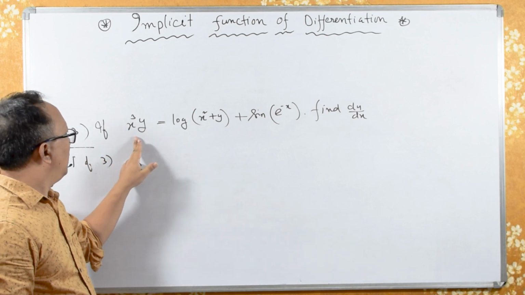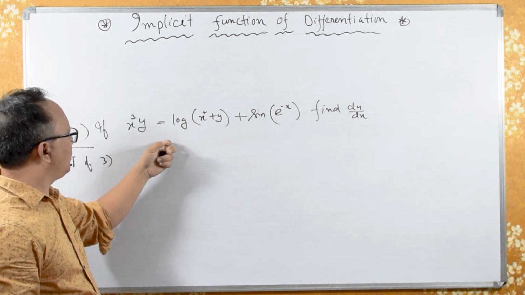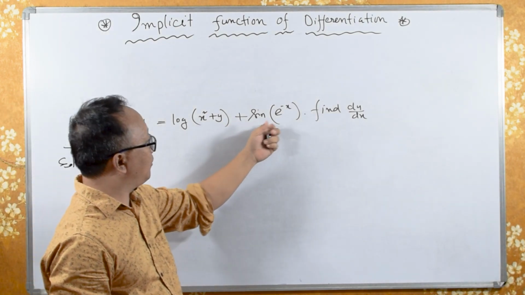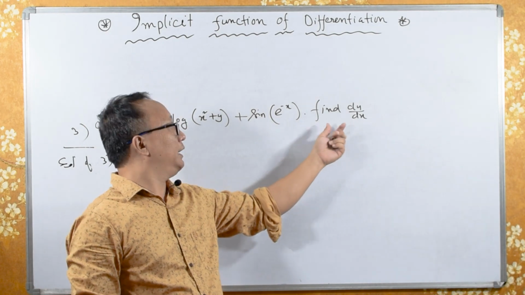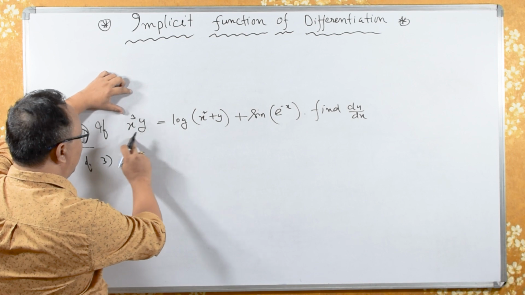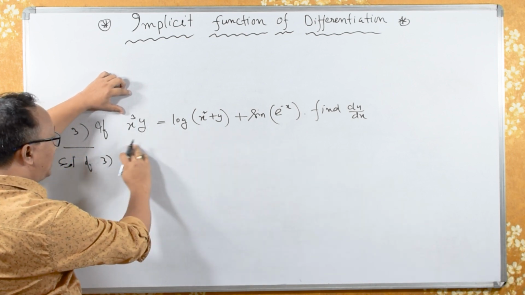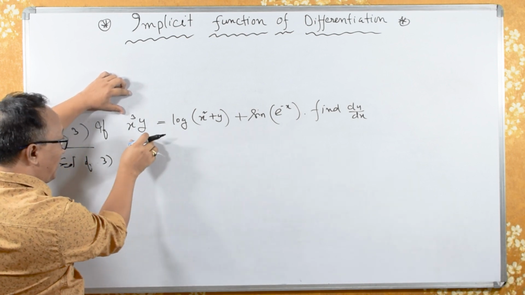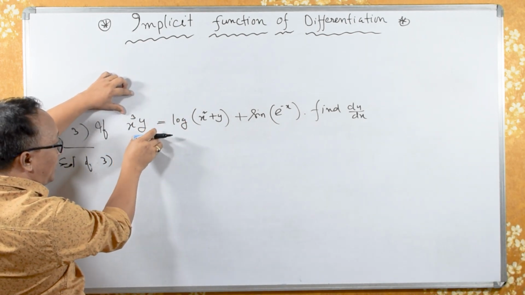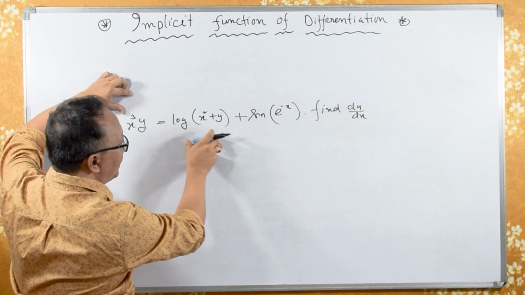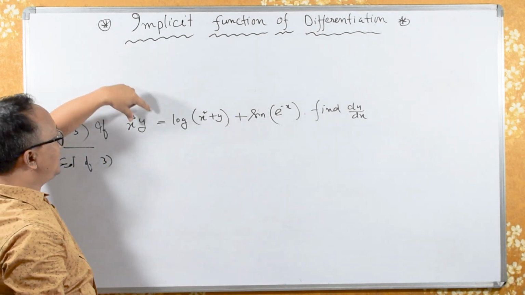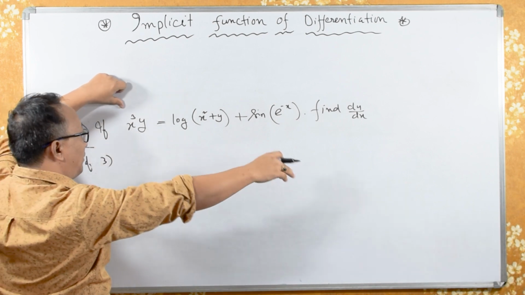If x cube into y equals log of x square plus y, this is log, plus sine of e raised to x, and find dy by dx. Here you have to differentiate with respect to x by applying u into v rule, differentiating on both sides. On the left hand side we have a mix of x and y, a mixture of x and y, so we cannot write y as only a function of x. Therefore, since it is implicit, we have to differentiate with respect to x.